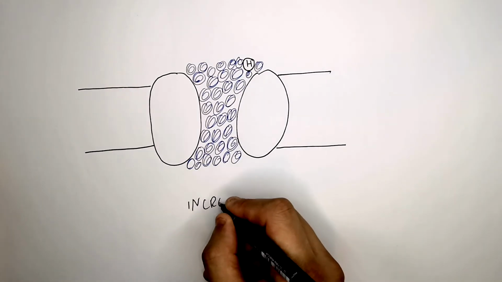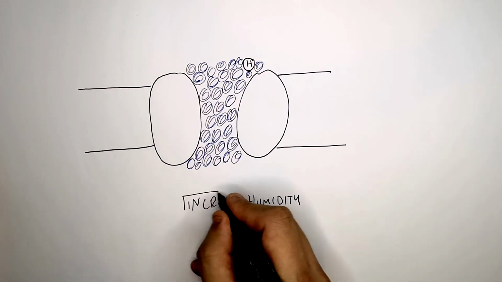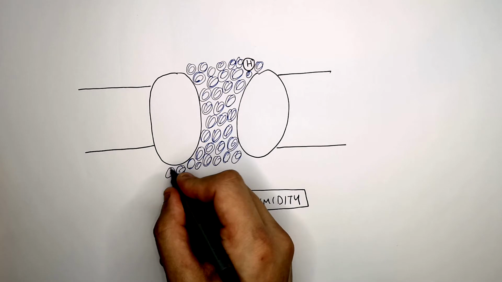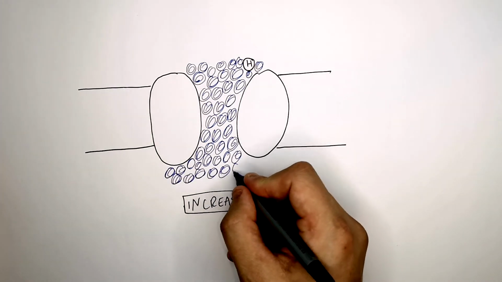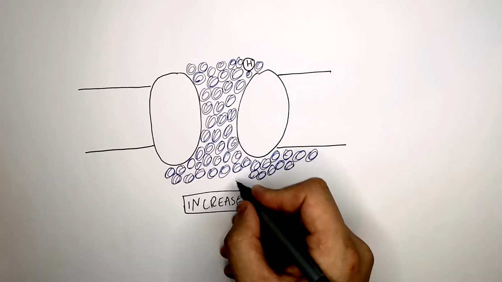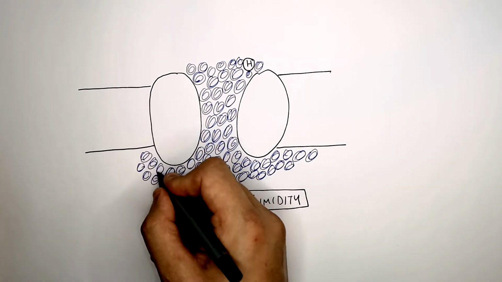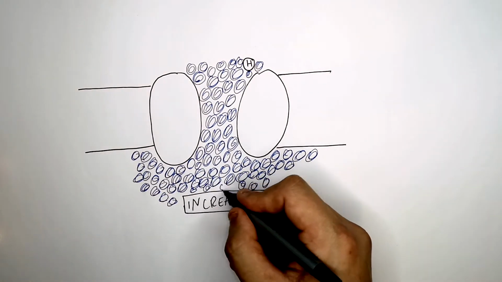How does increased humidity, that means an increase in water vapor around the leaf and the stomata, affect the rate of transpiration? As you can see here, I'm increasing the water concentration around the stomata because I'm increasing the humidity.